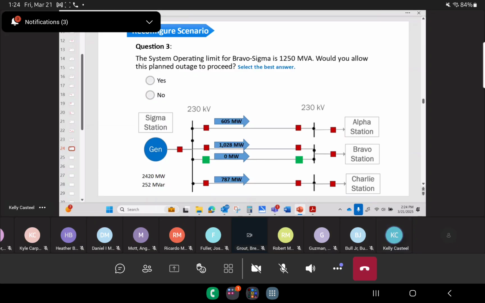What I will say is that I have seen NERC exam questions where they maybe should have labeled that as MVA, but just didn't. They labeled it as megawatts instead of MVA, or that should have been in megawatts, but they just had MVA up there. So from a NERC exam perspective, I would not concern myself with this particular question at all. You're not going to see anything remotely close to that.